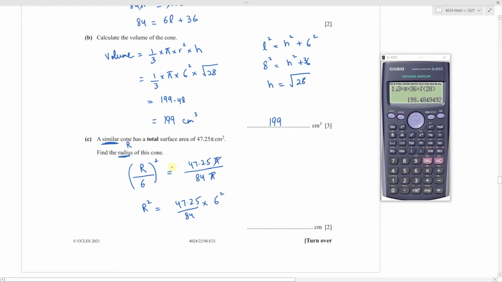If I take 6 square to the other side, 47.25 divided by 84 into 6 square, which is 36. And then square root of this. R square was how much? 20.25, and then R was square root of this, which I calculated as 4.5. So this is 4.5 centimeter.